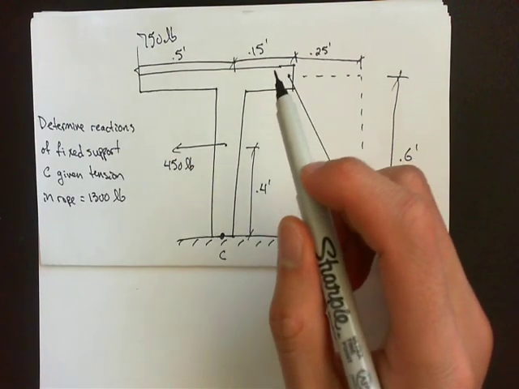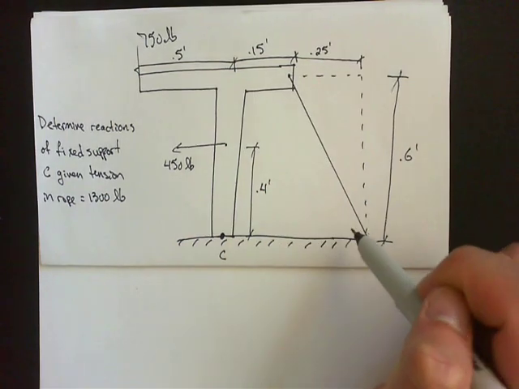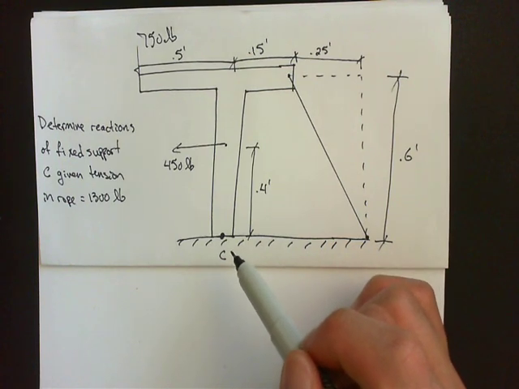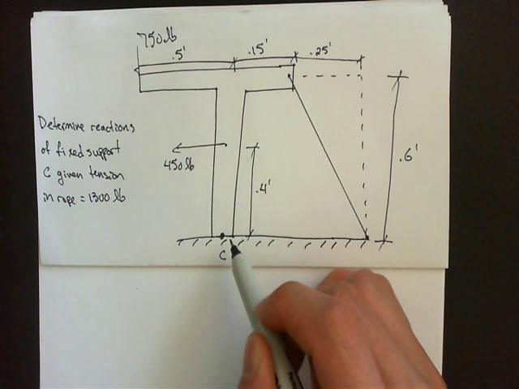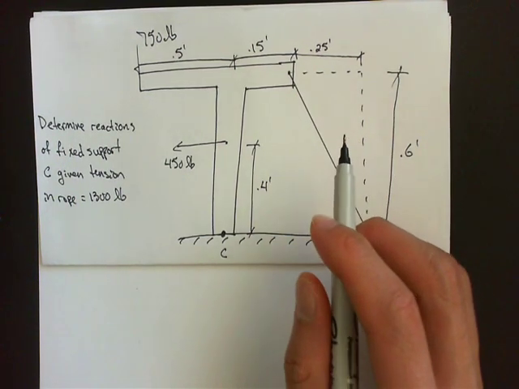Okay, so in this example, we're given a T-beam with a rope that's attached to the ground here. The ground acts as a fixed support, and we're asked to determine the reactions of the fixed support at point C, given that the tension in the rope is equal to 1,300 pounds.